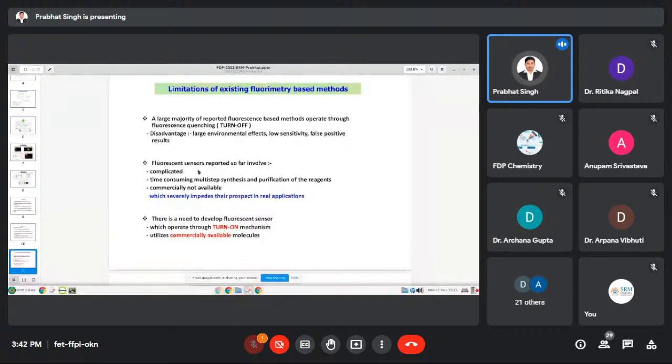And then the reported methods so far involve complicated and time consuming multi-step synthesis, and are commercially not available. This severely impedes their prospect in real applications.